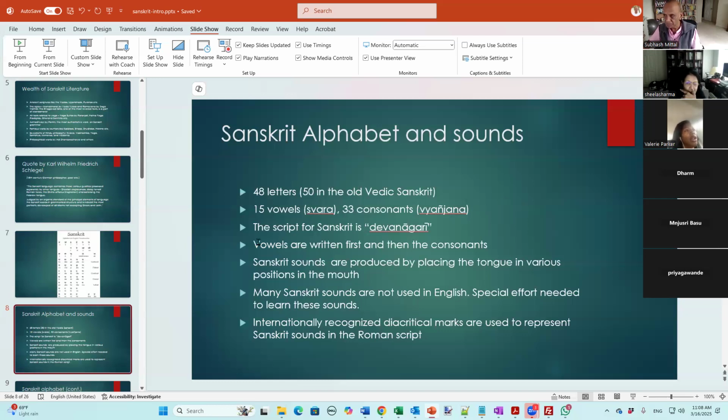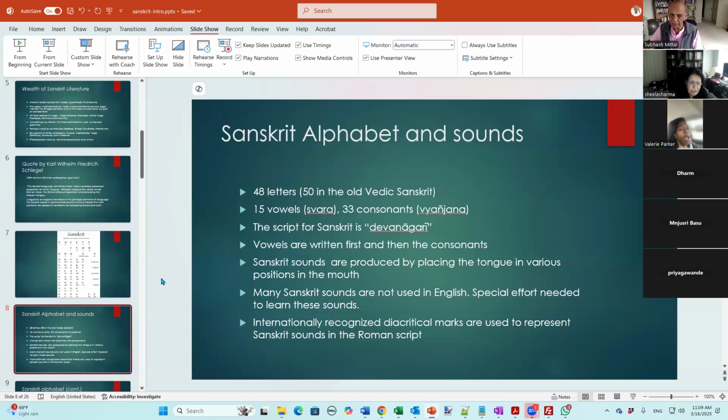Okay. And now the script that is used for Sanskrit is called Devanagari. Devanagari. Okay. And then vowels are written first and then the consonants. And most of the Sanskrit sounds are produced by placing the tongue in various positions in the mouth. And that's a very, very key aspect of how Sanskrit sounds are pronounced. And I'll get to that in a later slide as to exactly where the position of the tongue is. Okay?